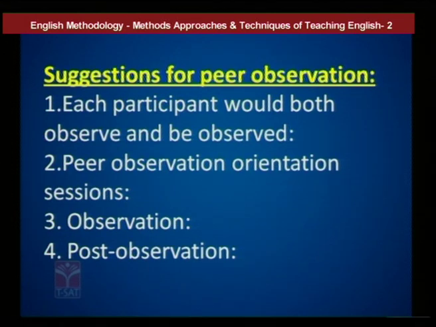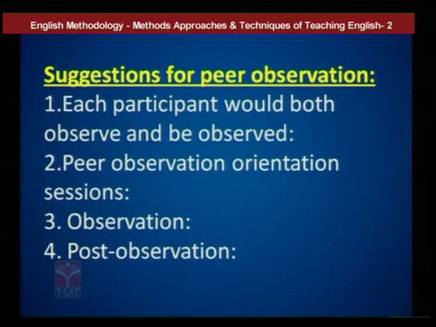While doing reflective teaching, the peer group has to follow certain suggestions. Each participant would both observe and be observed. For example, when student 1 is performing the skill, the peer group of 5 or 6 members will observe this individual. When another member of the same group performs the skill, the first person observes them and gives some suggestions to the peer.